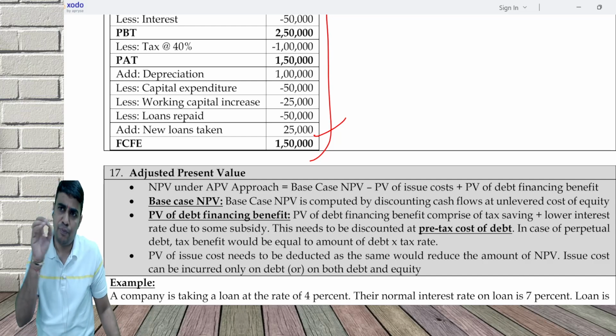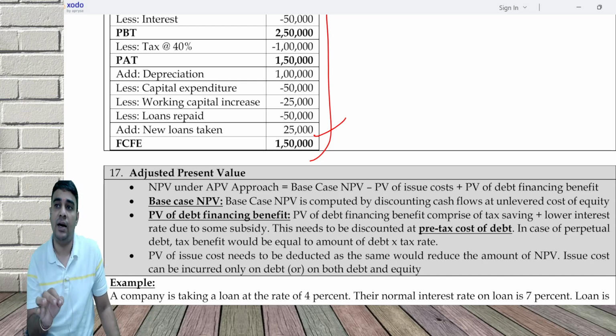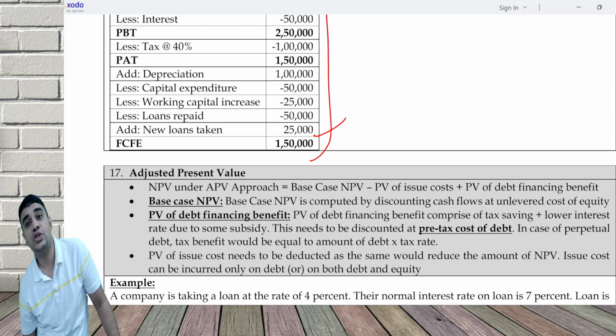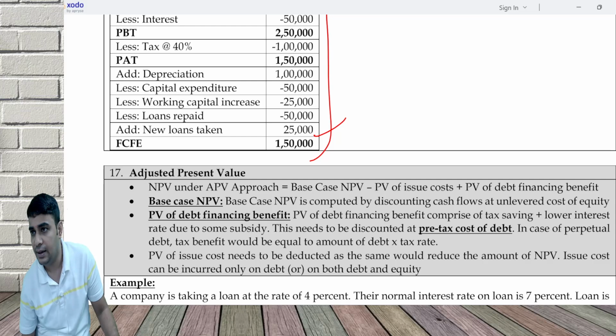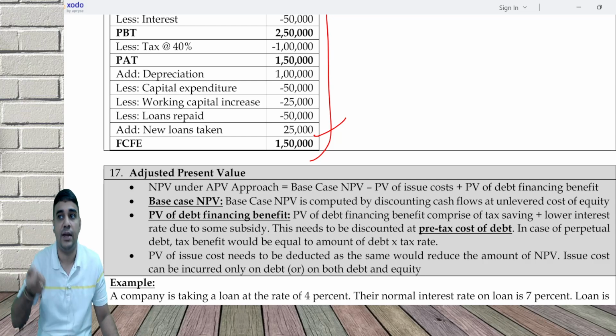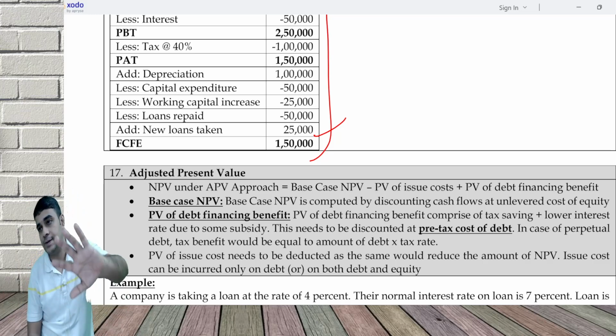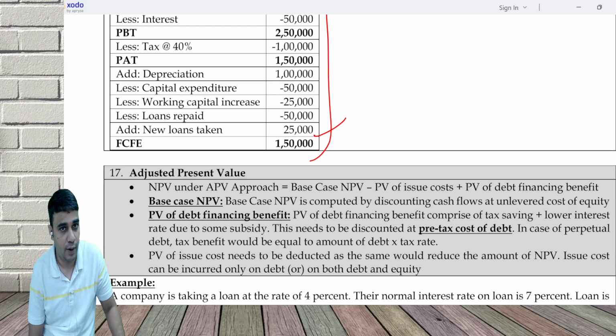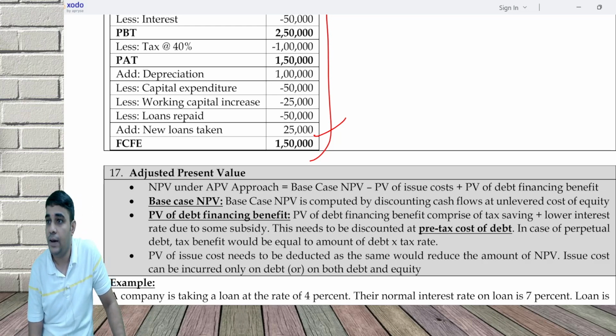So every project is discounted at the unlevered cost of equity. What is the unlevered cost of equity? It uses the unlevered beta, technically the project beta. Levered beta is called equity beta. You did the analysis and got an NPV of negative 25,000.